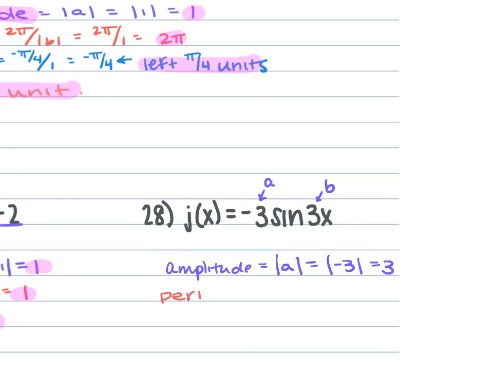Our period is 2 pi over the absolute value of b, so that's 2 pi over the absolute value of 3, which is just 2 pi over 3. And then you don't have anything else going on, so your amplitude is 3, and your period is 2 pi over 3.